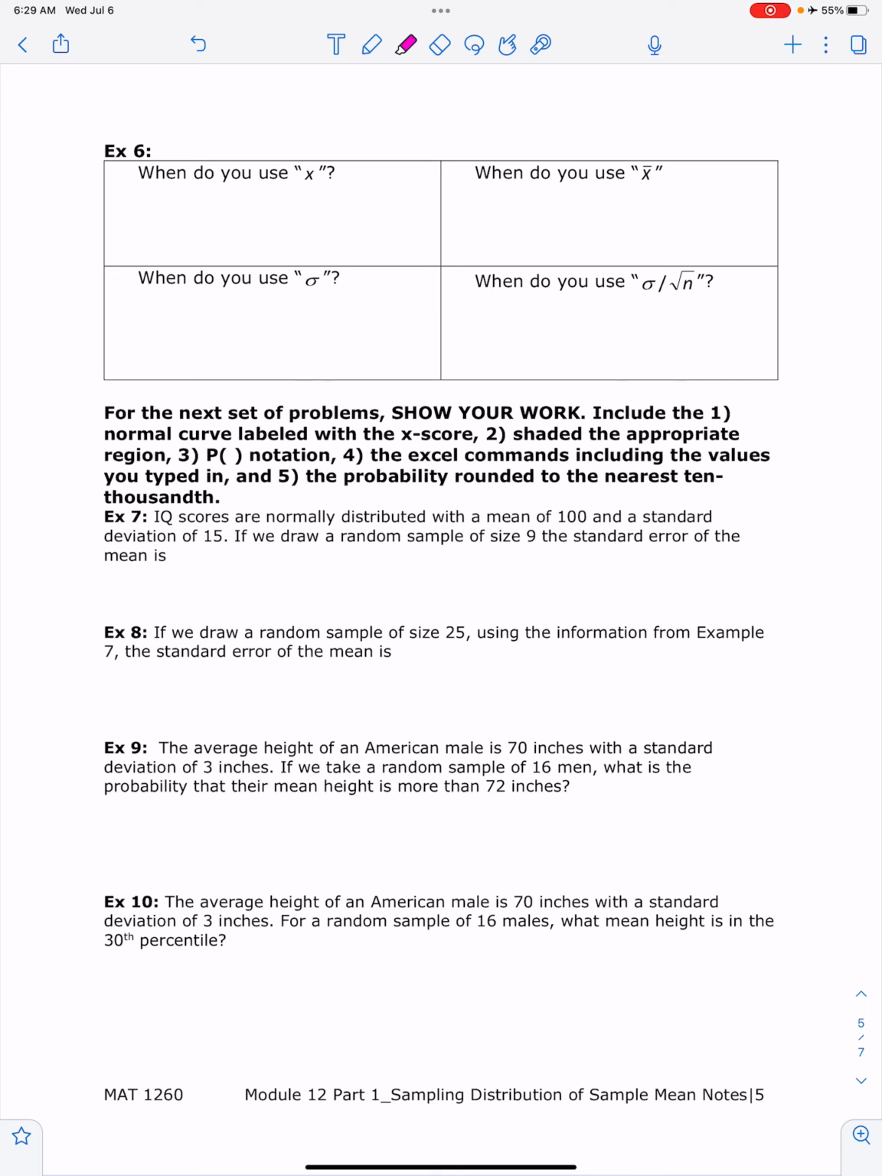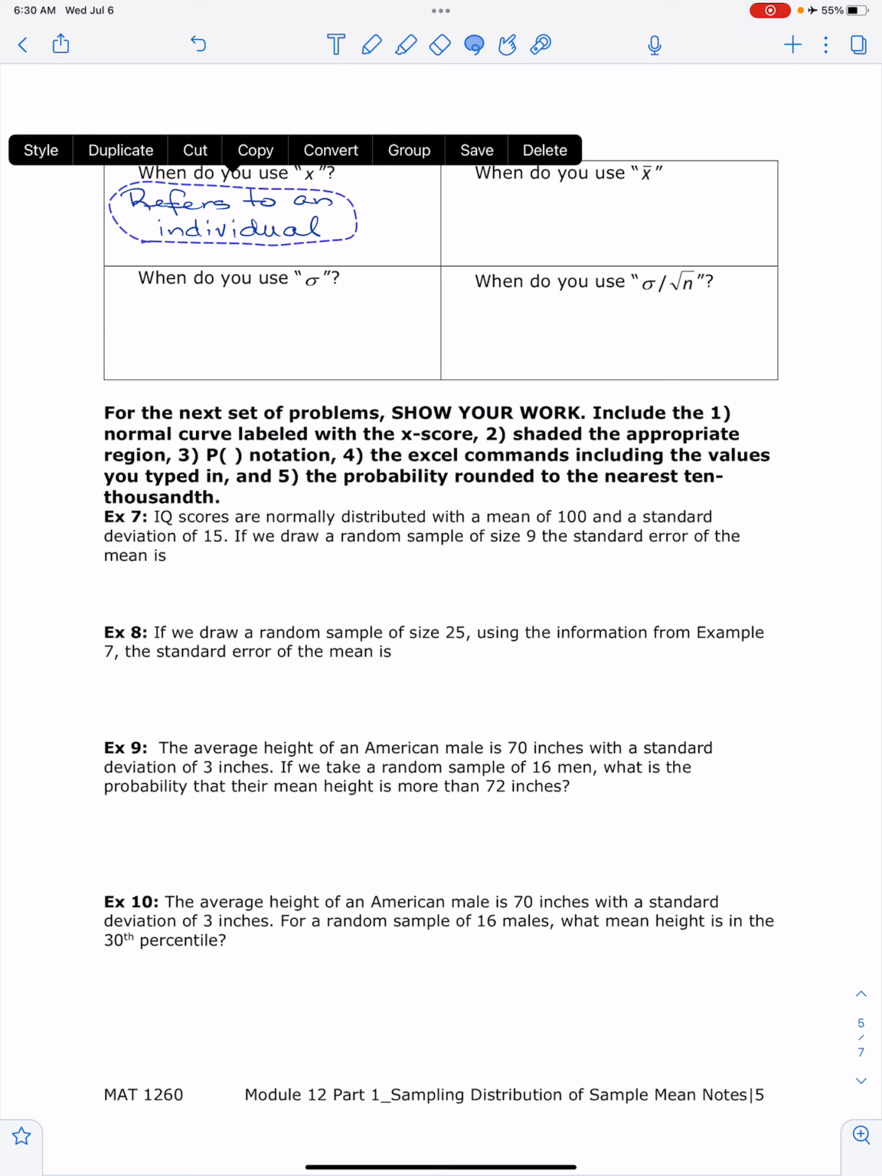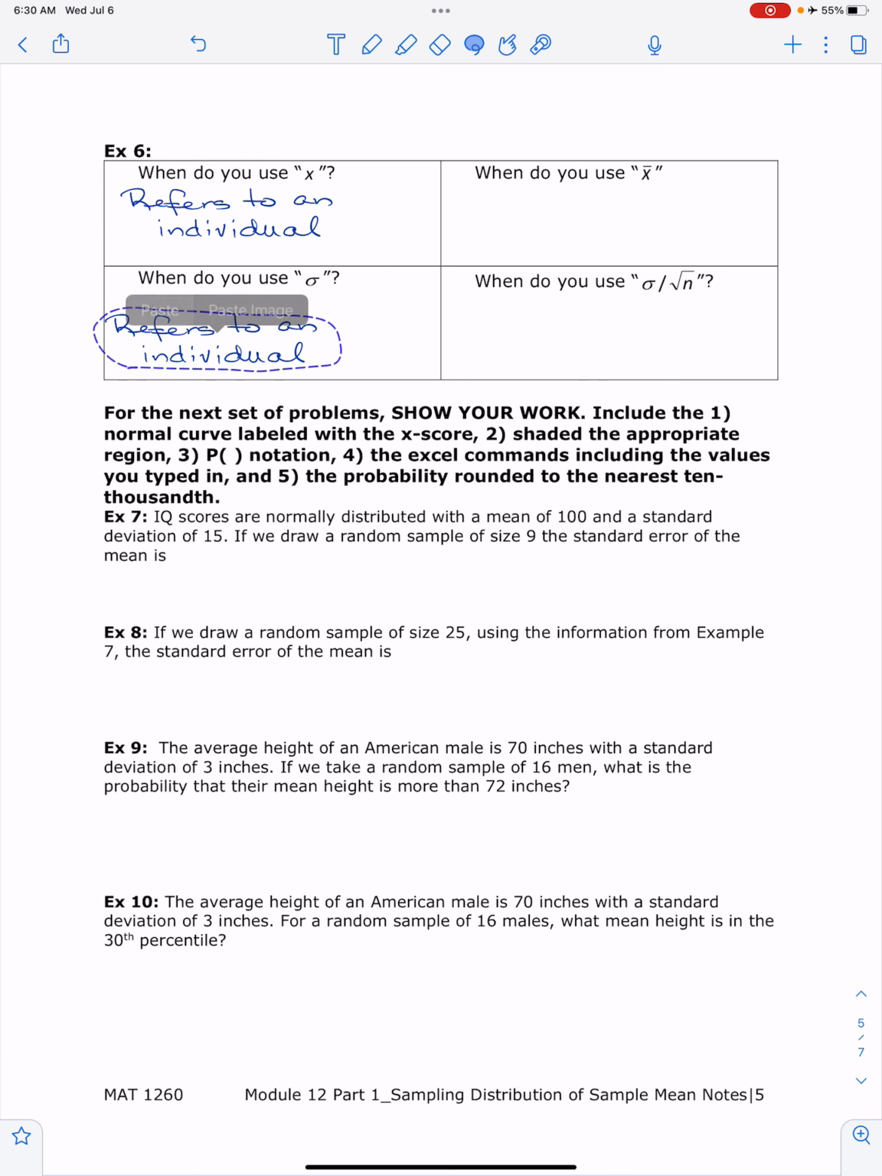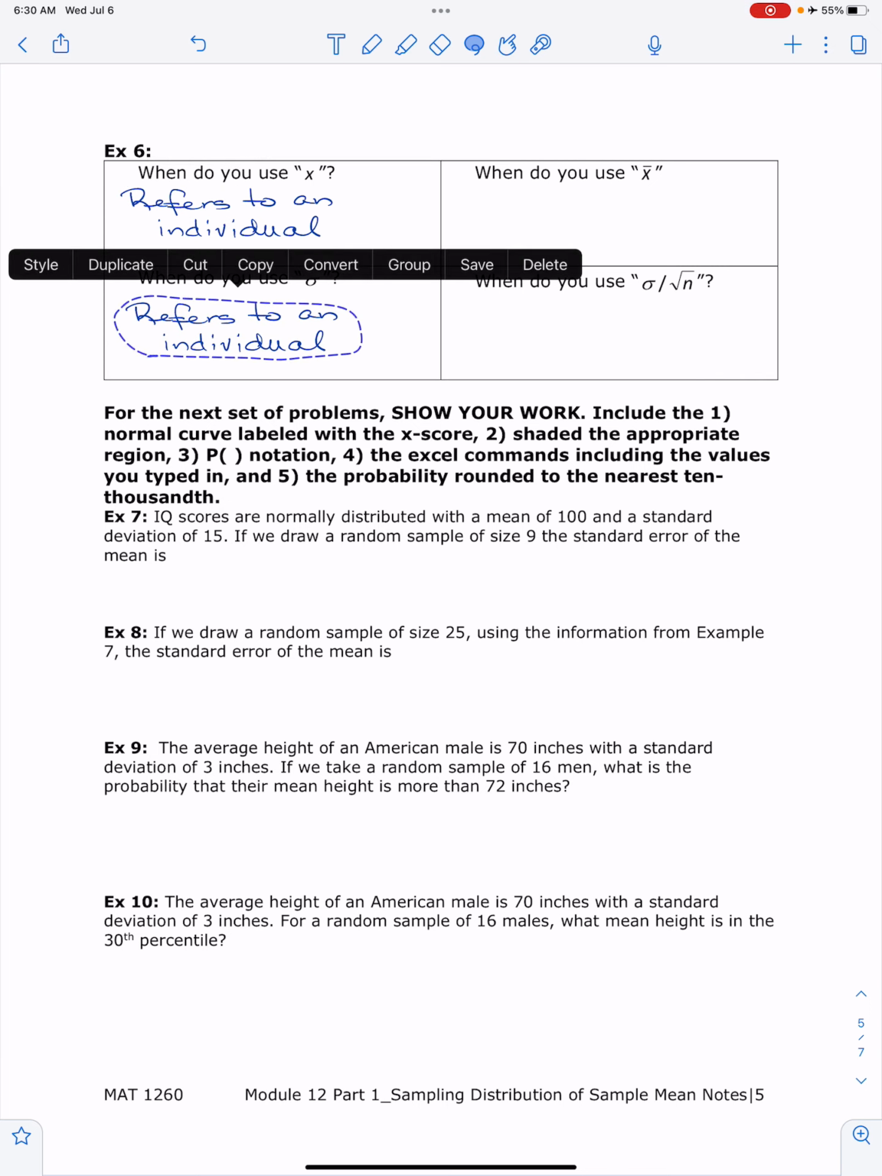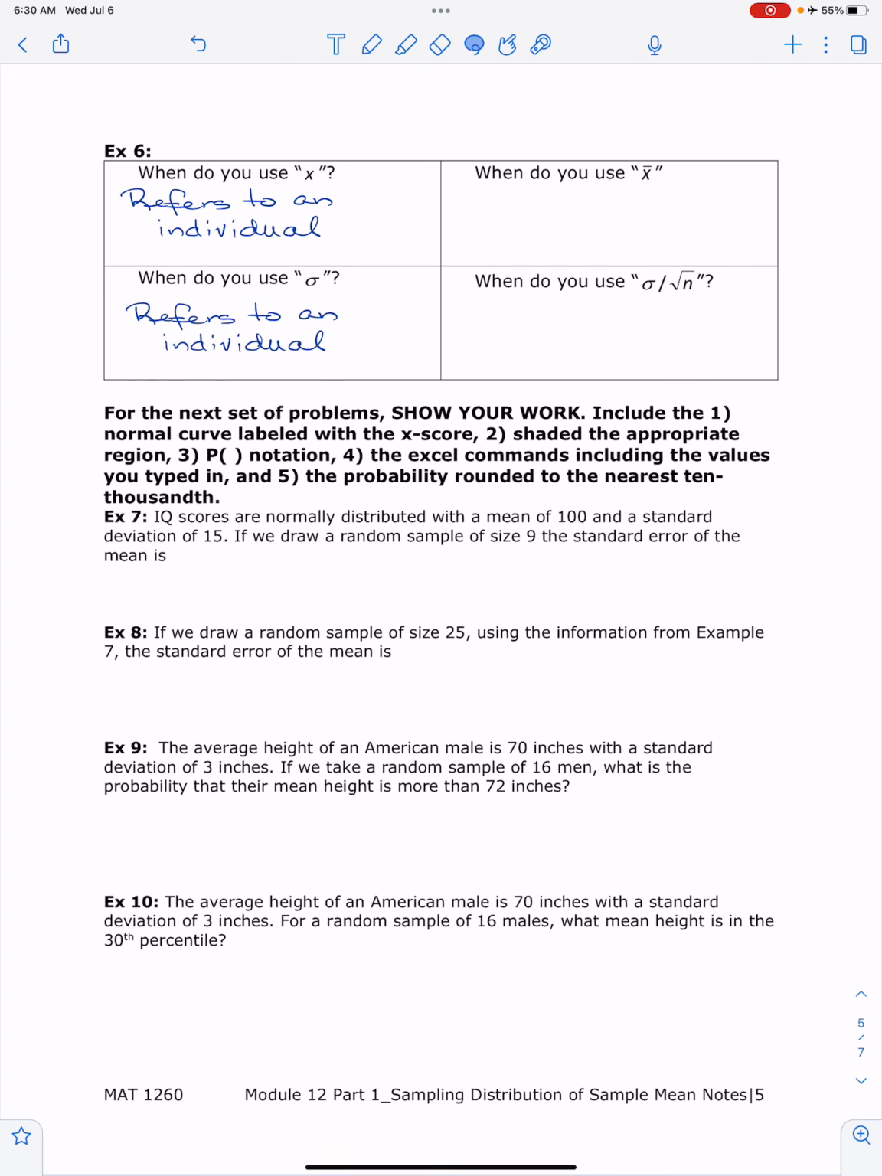When do we use X? When we're referring to an individual. And the same with sigma. When I am dealing with just an individual, I am going to use the population standard deviation.